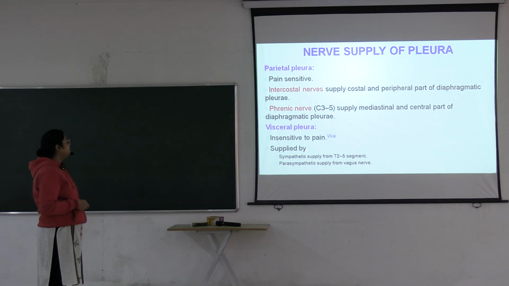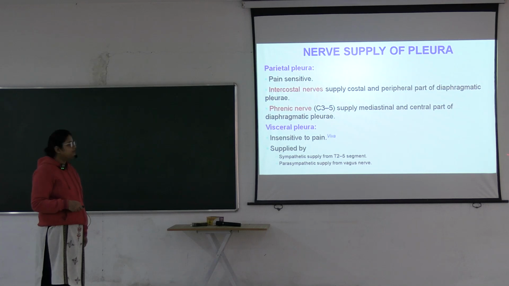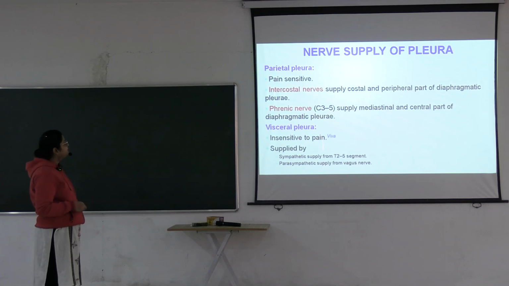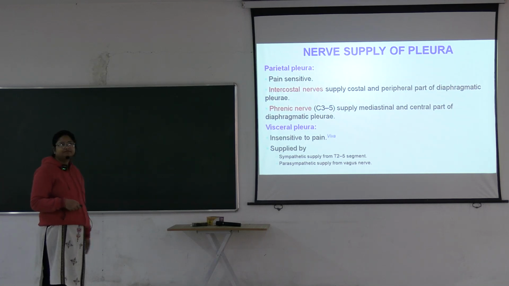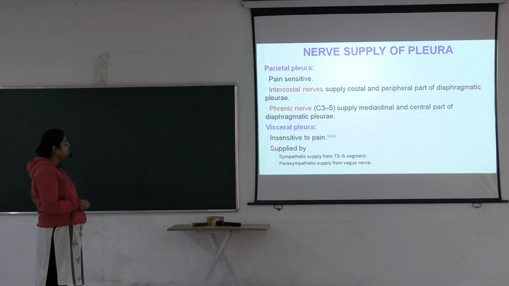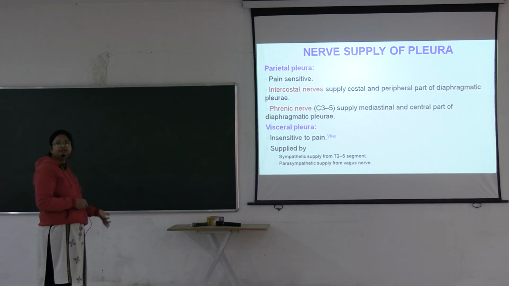And the visceral pleura is insensitive to pain, supplied by sympathetic supply from the T2 to T5 segments and parasympathetic supply from the vagus nerve. So, this is the autonomic supply of the visceral pleura. Sympathetic and parasympathetic are included within the autonomic nervous system.